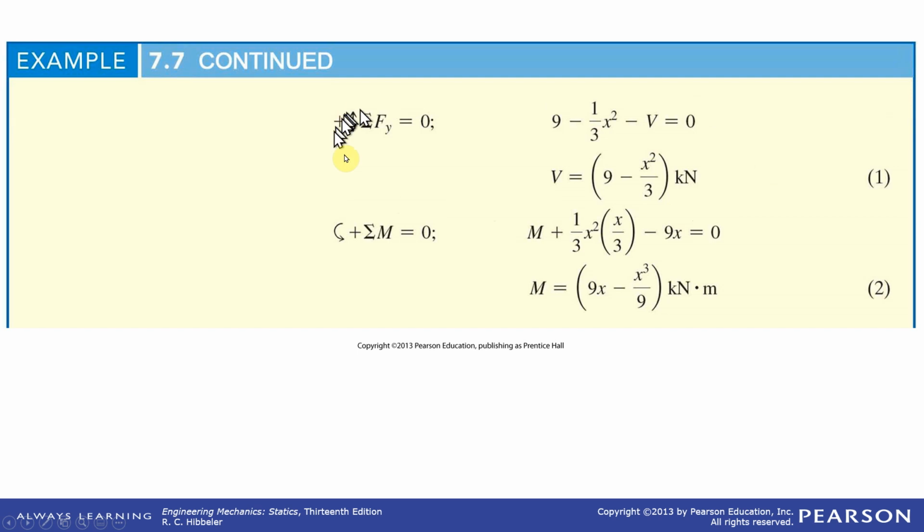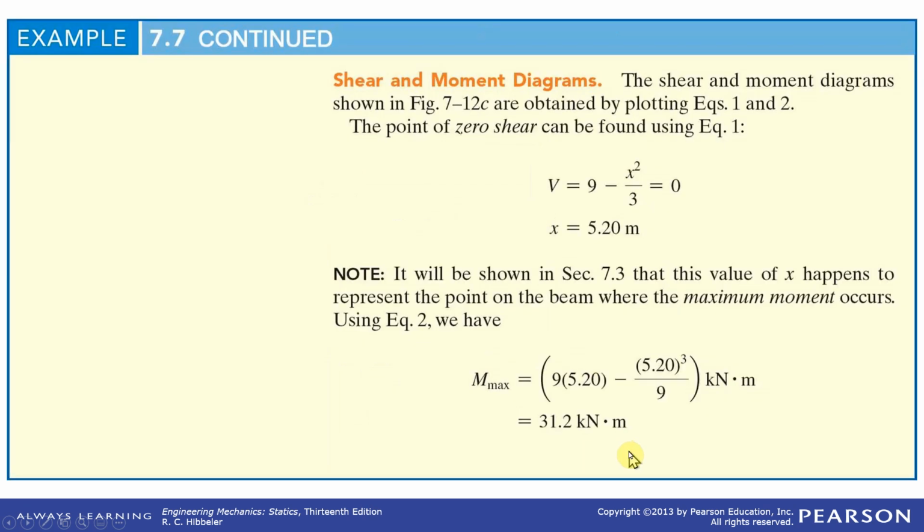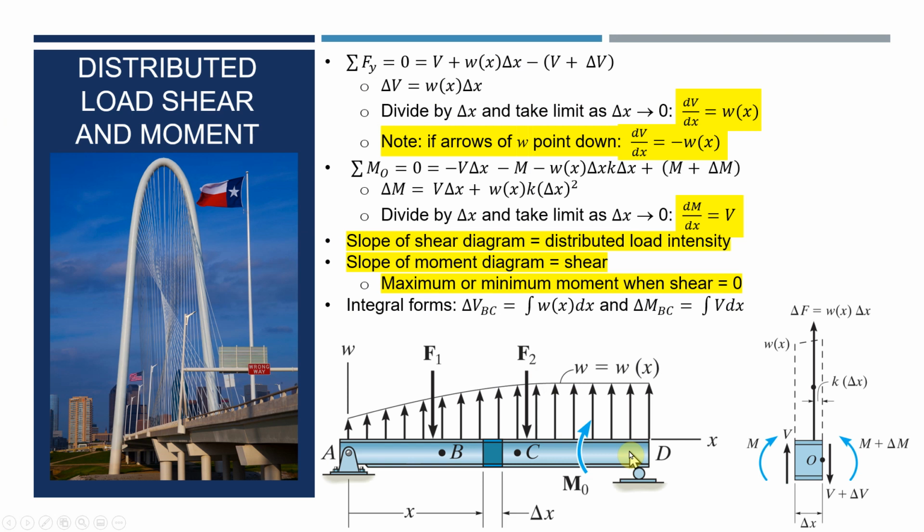And here they do it now. They didn't do it before. Slides are slightly out of order. Here's the diagrams plotting 9 minus x squared. This is the 5.2 meters we found. It's not a parabola. It's pretty close to a parabola. You can factor x out. X times 9 minus x squared over 9. And we get a maximum.